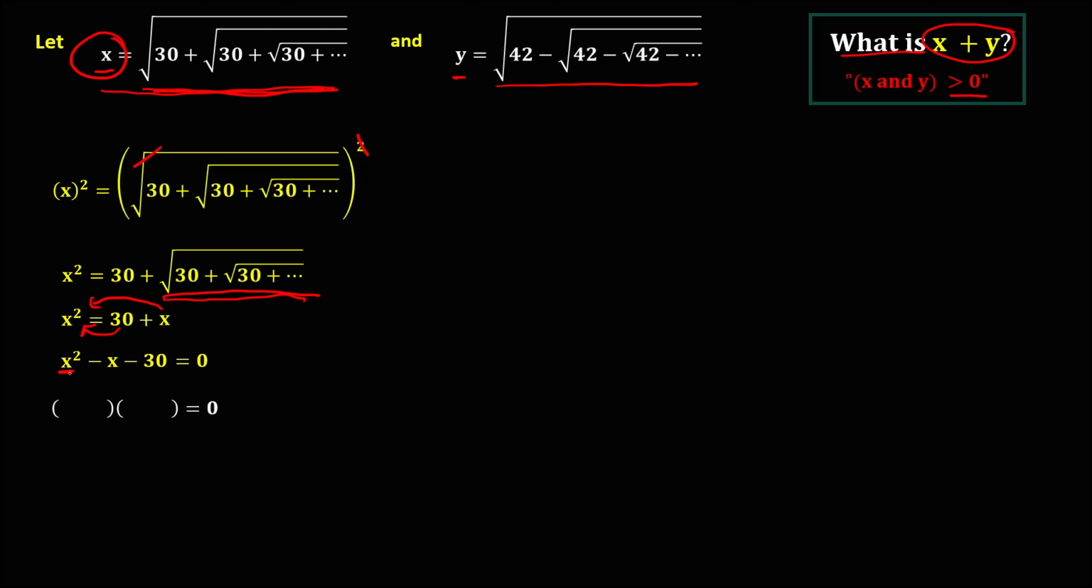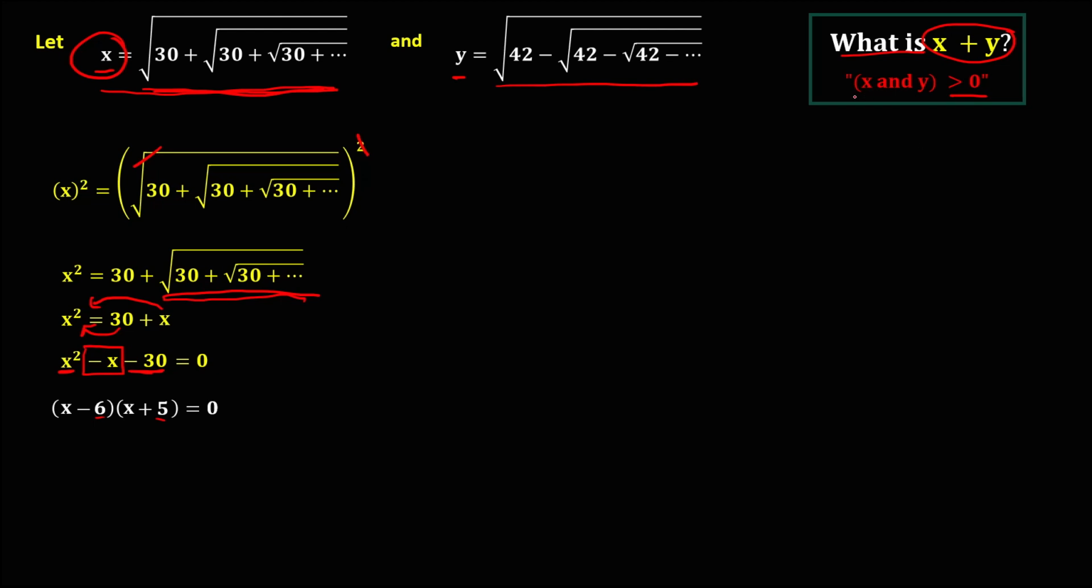So for the factors of x squared, this one is x times x. And the factors of negative 30, that's 6 times 5. Since this one is negative, one of these numbers must be negative. Then since the middle term is negative, the bigger number of the factor must be negative. So this is negative 6 and positive 5.